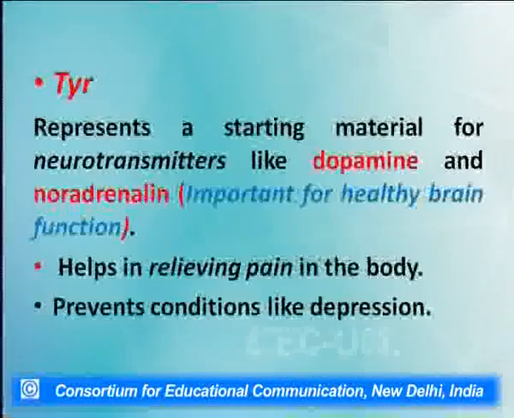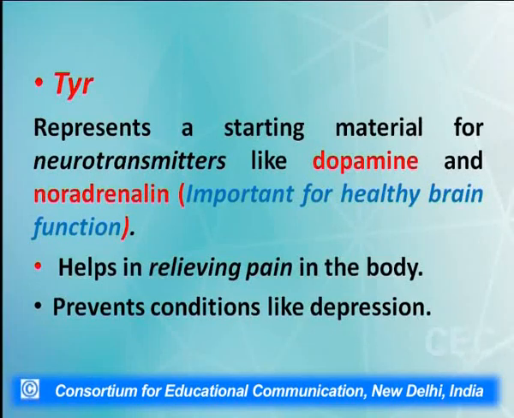Now, tyrosine represents a starting material for the neurotransmitters like dopamine and noradrenaline. Noradrenaline is very important for healthy brain functioning, and tyrosine helps in relieving pain in the body, and it also prevents conditions like depression, because as I've already said, tyrosine is a starting material for neurotransmitters like dopamine and noradrenaline.